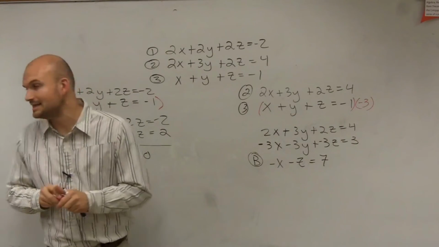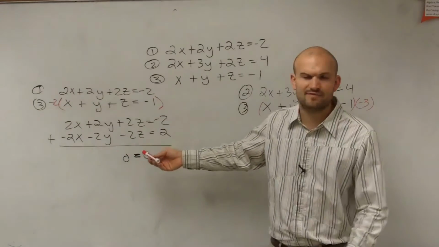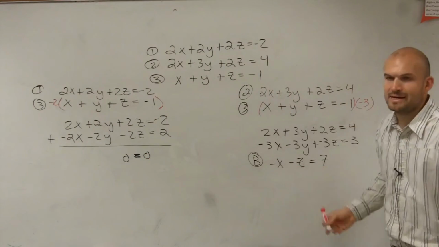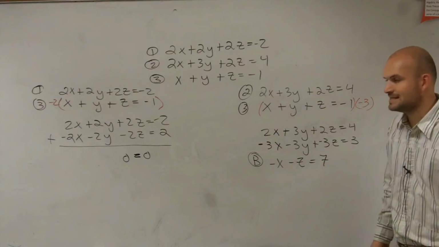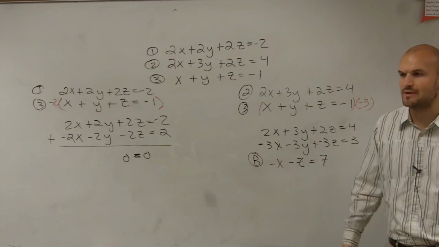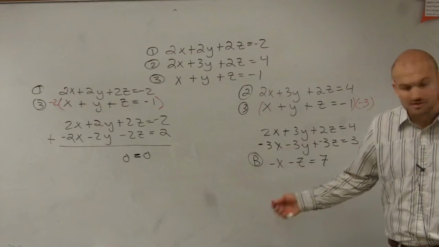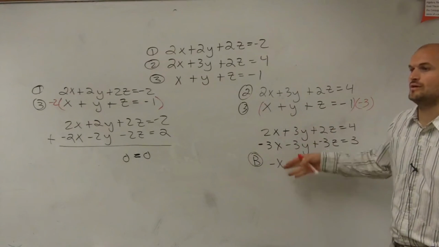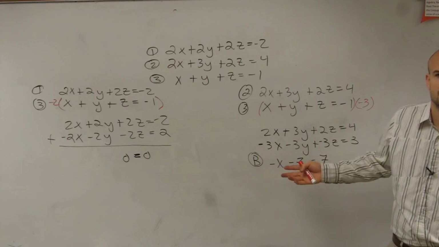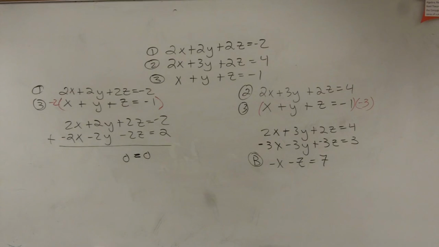Now, let's think about this in terms of what possibilities we have. We eliminated these two down to 0 equals 0. That always told us that we have infinitely many solutions, because there are infinitely many possibilities. Now let's look at this. How many possibilities are there for me to take negative x minus z and get 7? How many possible combinations are there? Infinite, right? So this is another way. If you get to this point, you can see that's why we get infinitely many solutions.